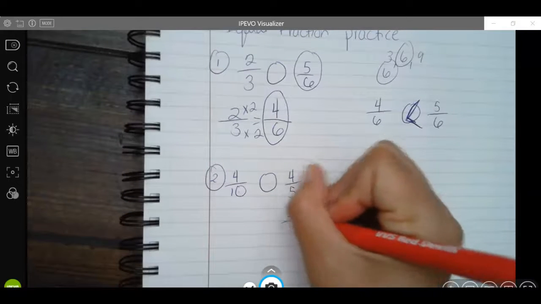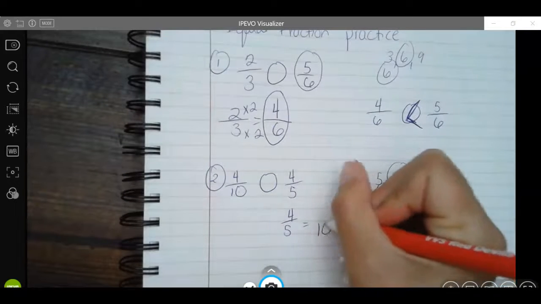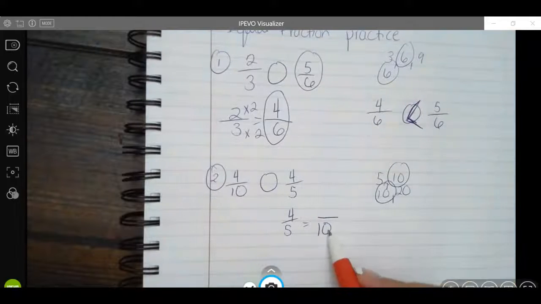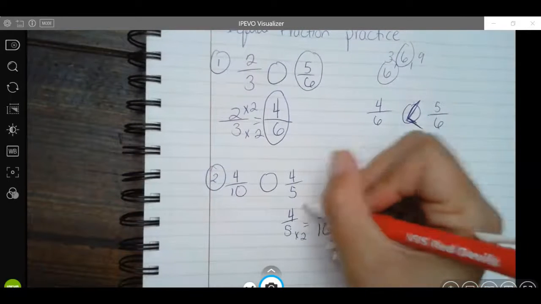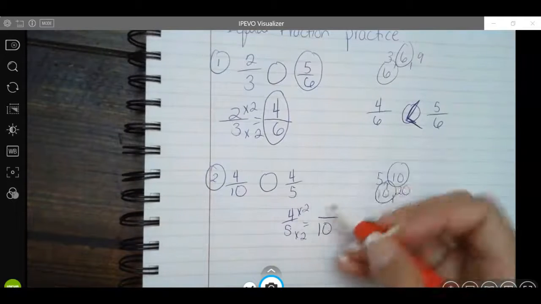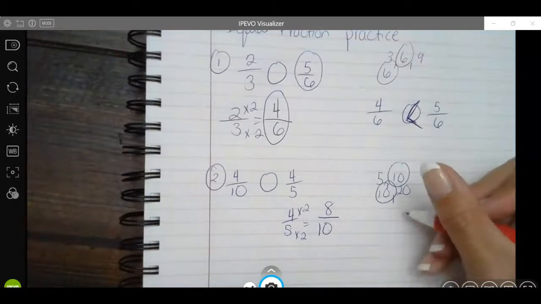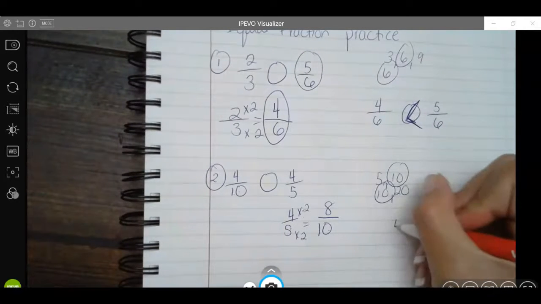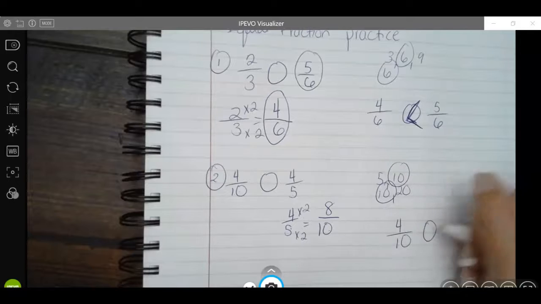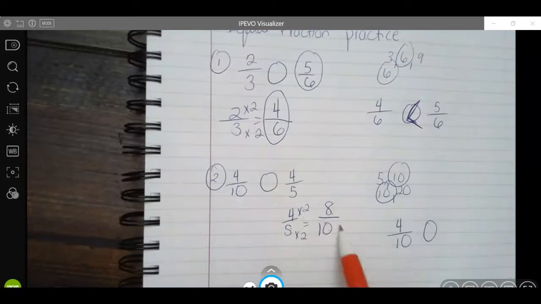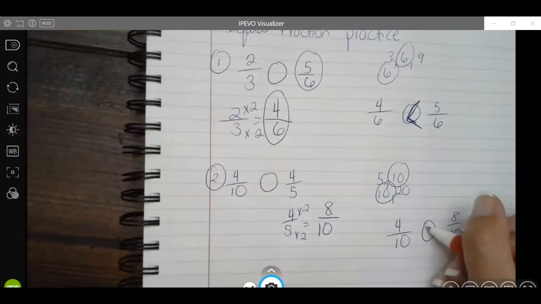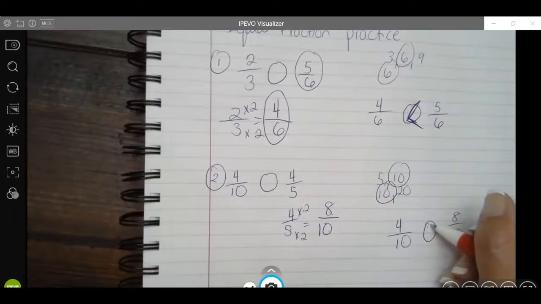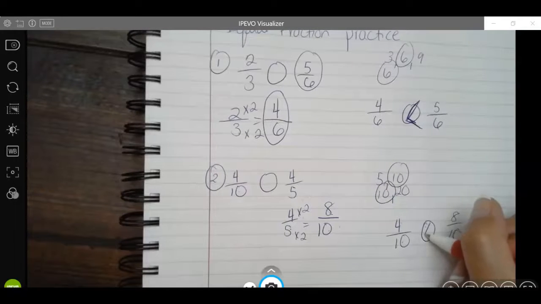So 4/5. I need to make it an equal fraction with 10 in the denominator place. So to go from 5 to 10, I multiply by 2. So I need to multiply the top number by 2, and I have 8/10. So my new fractions that I'm comparing is 4/10 compared to, we changed this to 8/10. And I know that 4/10 is going to be less than 8/10. Okay?